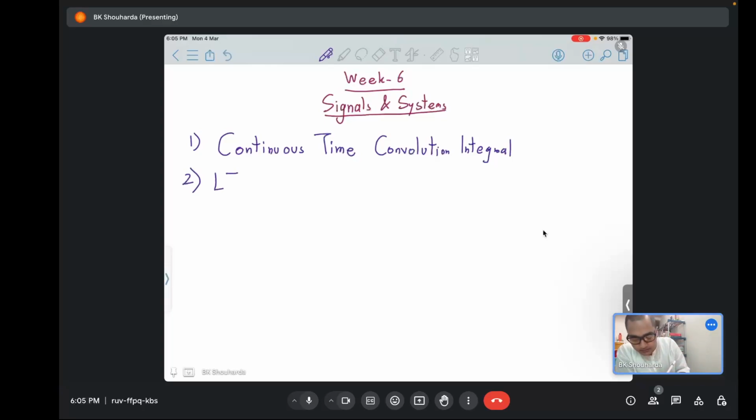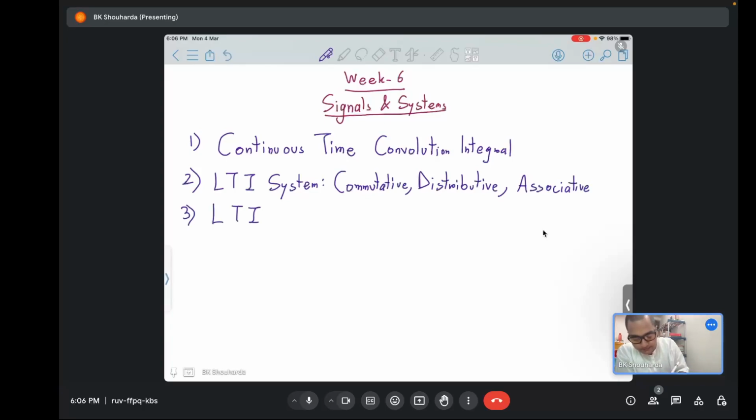Then we have certain properties of LTI systems like commutative behavior, distributive behavior, and associative behavior.